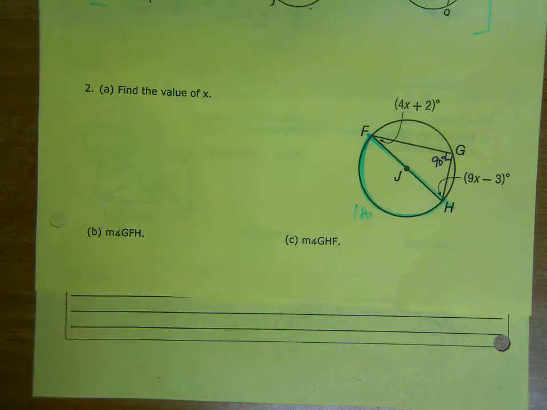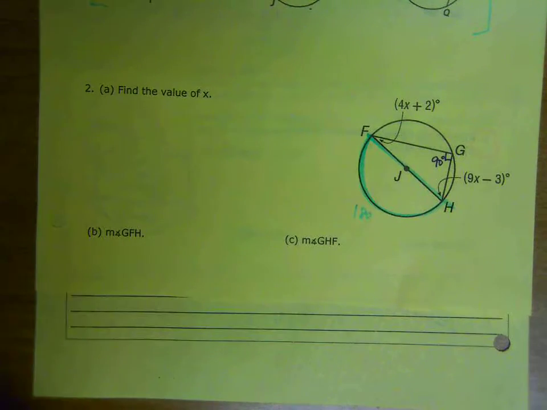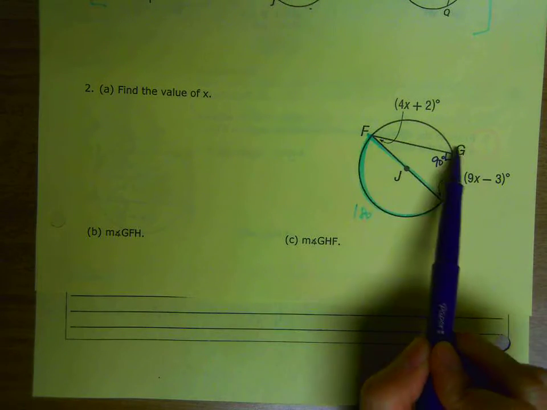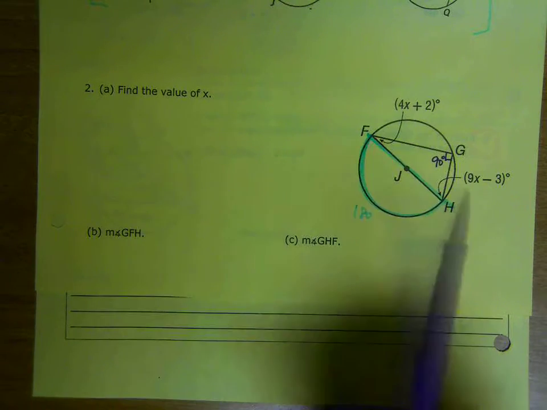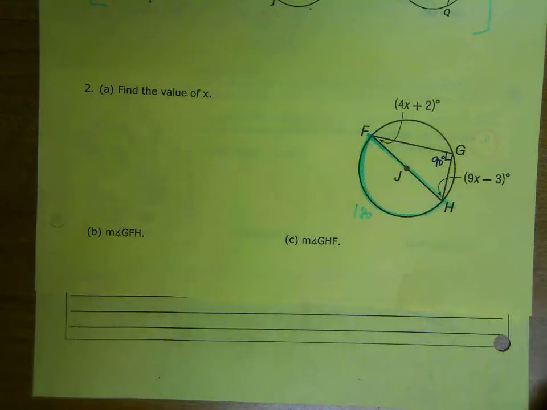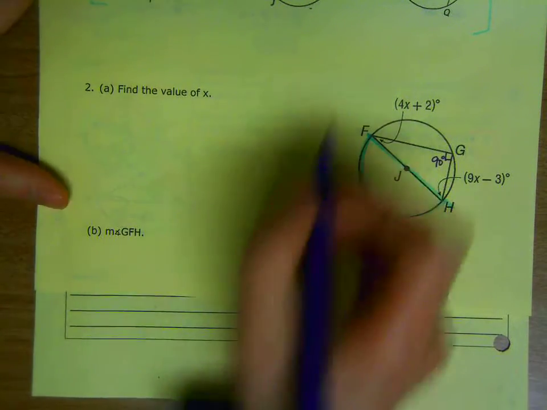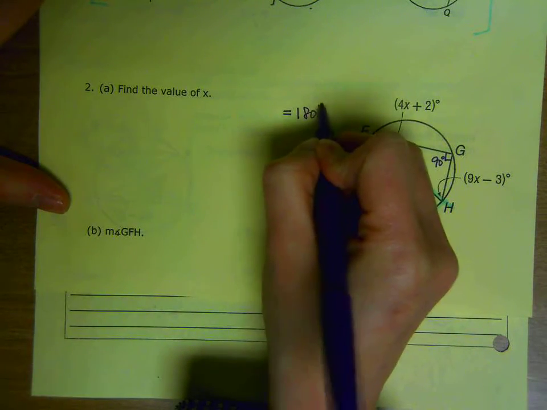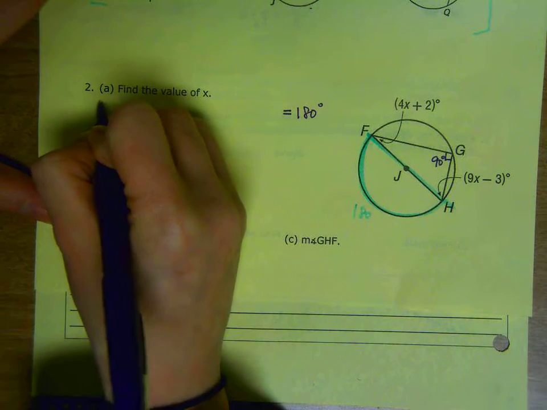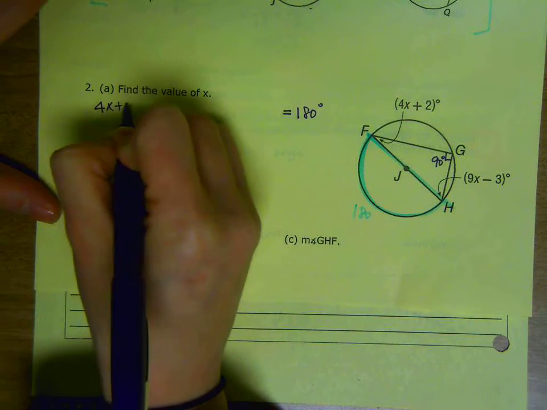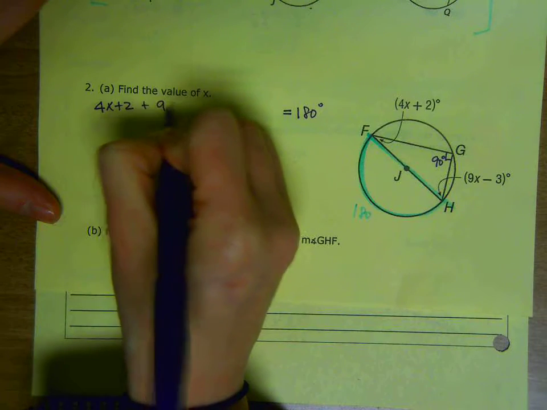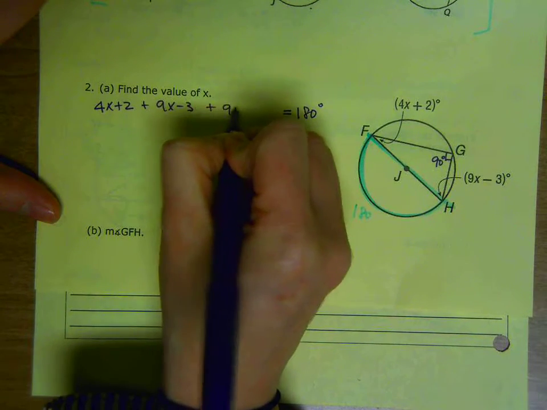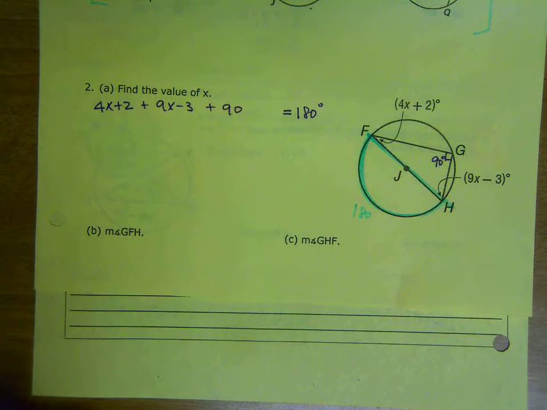Now, question says find the x value. How do you find the x value? Well, first of all, we need to set up equation. Second of all, I can clearly see I have a right triangle. Okay, how many degrees in a triangle? It's 180 degrees. So how do we set up equation? I know that all angles added up to 180 degrees. So I'm gonna just complete it. 4x plus 2 plus 9x minus 3 plus 90 is equal to 180.